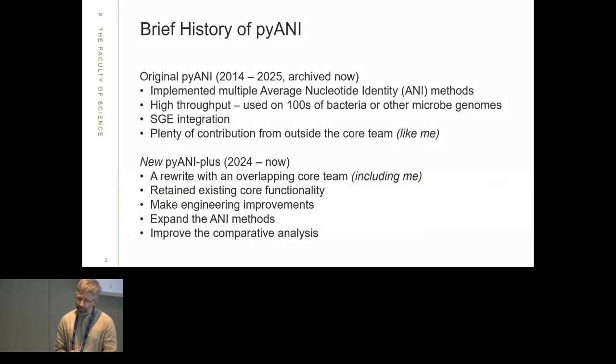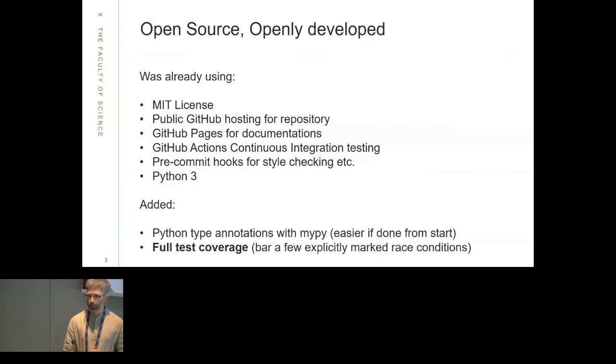Just to note, we had lots of contributions from the community on the old version, and that included me as an external member of the team. And this time around, we're trying to do it better. We were already practicing most of the good engineering things that you would be doing. We had open source licensing, public repository, continuous integration, documentation, pre-commit hooks. Hopefully everyone in the room knows what those are.